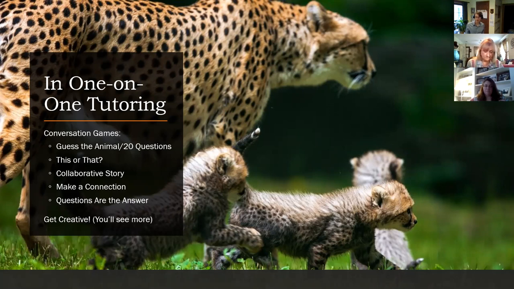Make a connection is abstract, though it doesn't have to be. For example, I can't really do the same one that my student did. So my student had a book and a teddy bear. And she said, what's the connection? I said, they both start with B. So that's simple. For more advanced students, you can say something more distant.